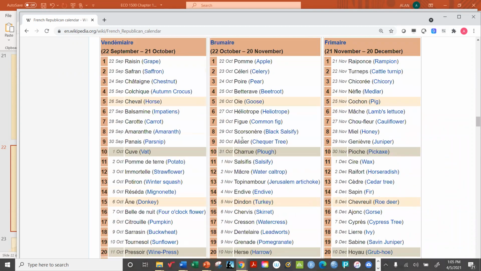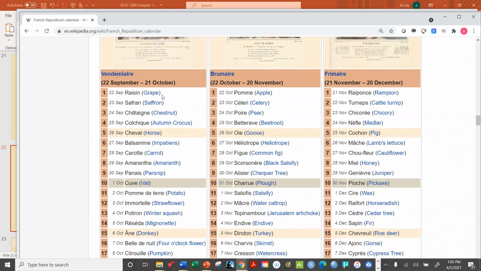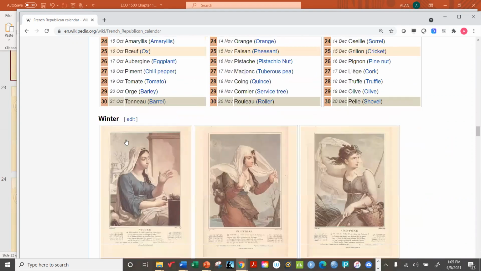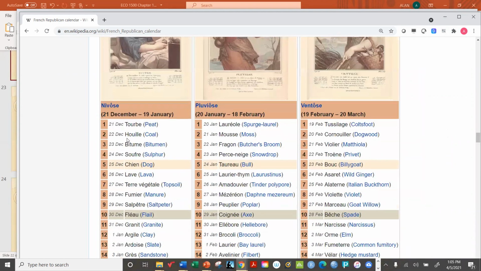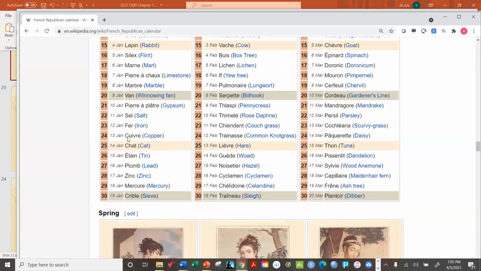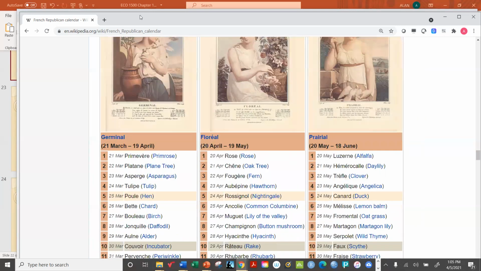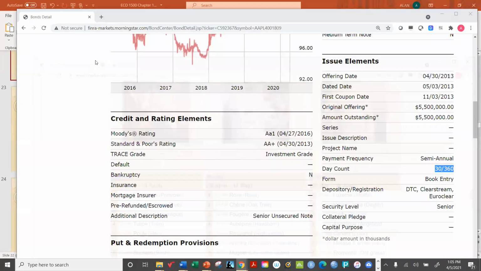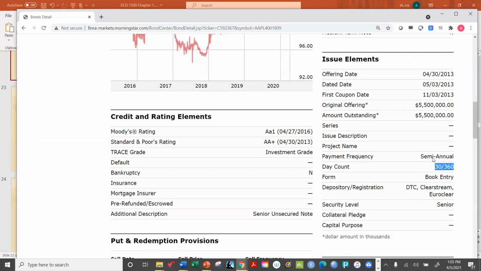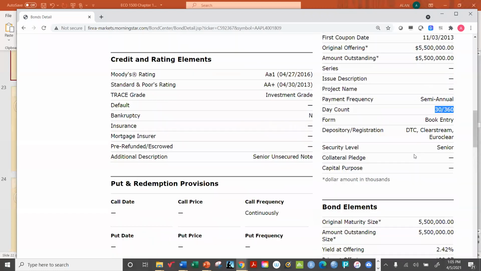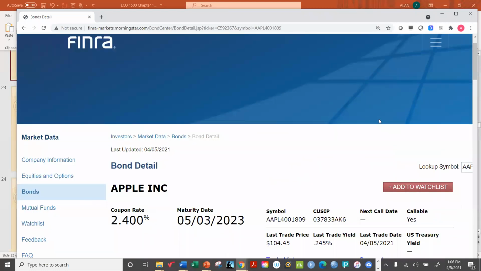But they had these strange ideas. And look at this: every day of the year is associated with a different fruit or vegetable or flower. That I didn't know. Oh my God. Well, anyway, so those were strange times, but they didn't last very long. By the time Napoleon was gone, they were back on the normal calendar. Okay, but anyway, so let's get back to this.